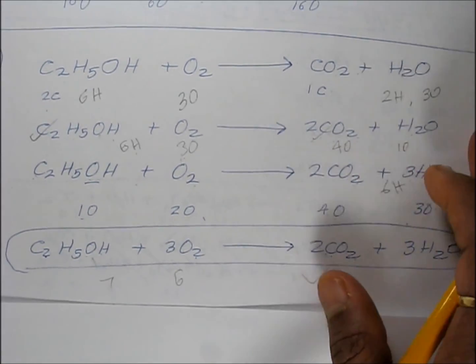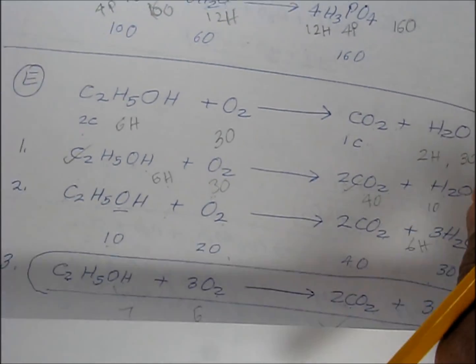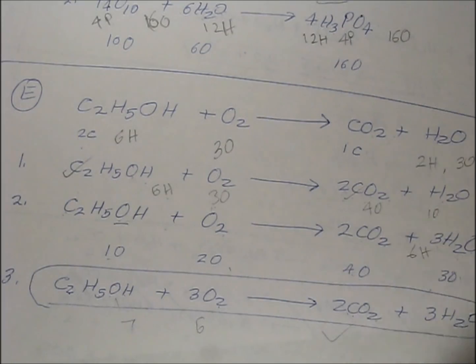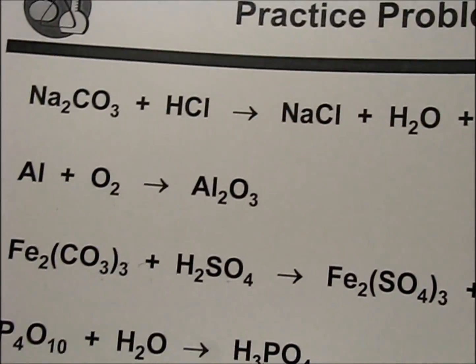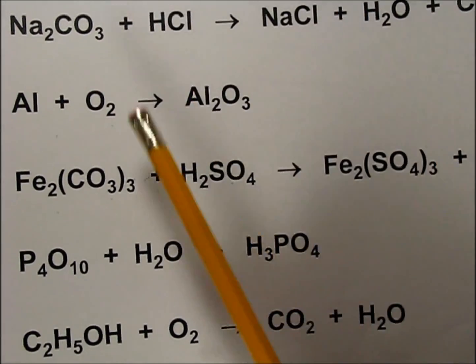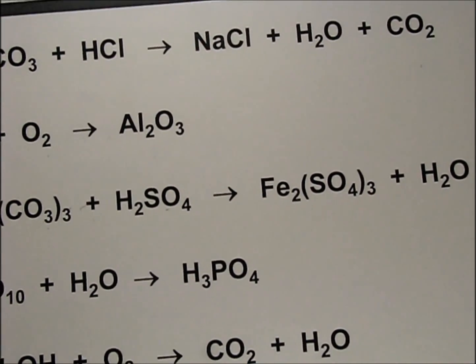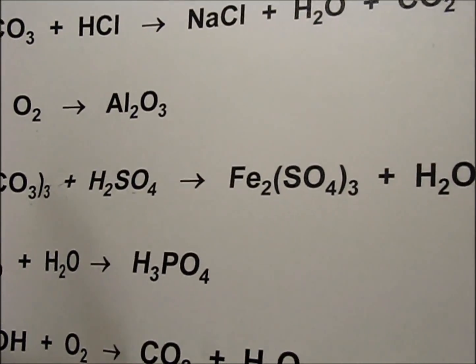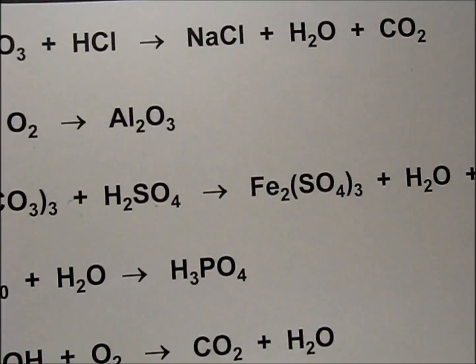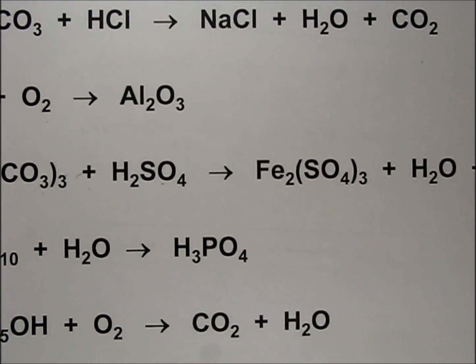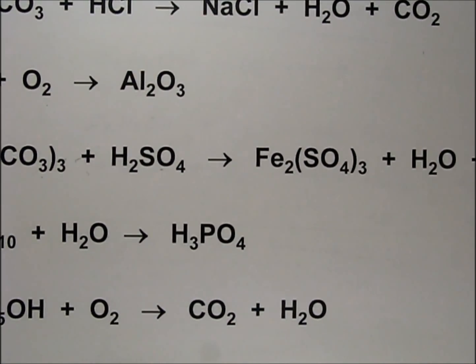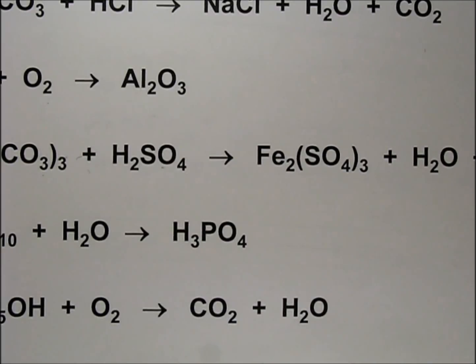So these were the 5 examples to balance the chemical reactions we have studied, and you can learn some more from other examples on how to balance chemical reactions, and we will see others in other slides.